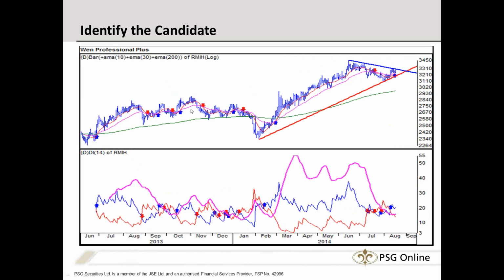Here's another one I did today. This was Rand Merchant Investment Holdings. Again, a similar triangle, but you can see the ADX came down very, very sharply. My point is just to get across to you how to find these shares. I use a simple indicator called ADX to find shares moving sideways, and then I look for a breakout.